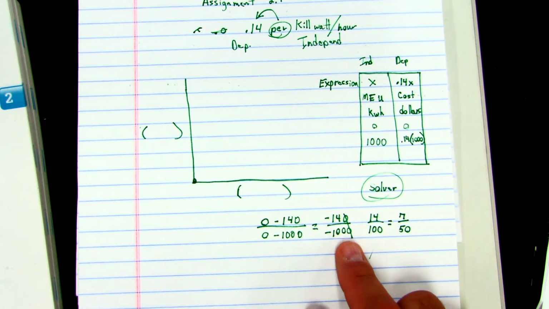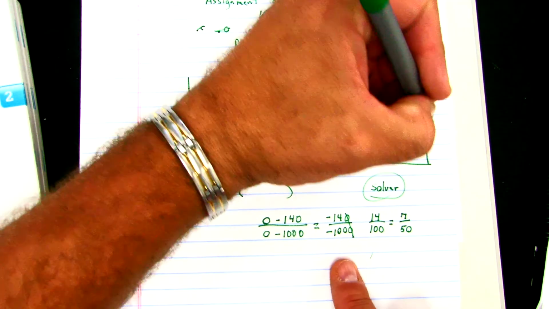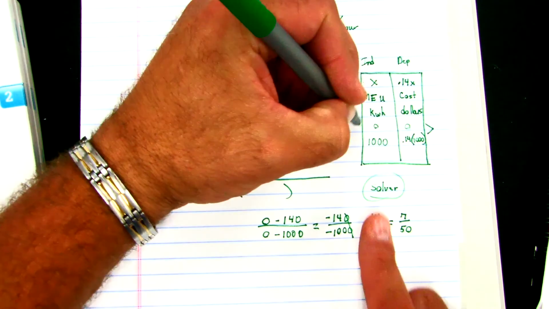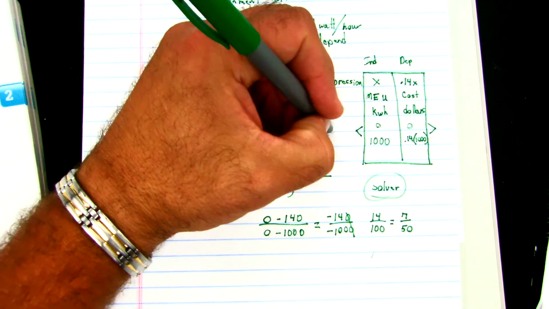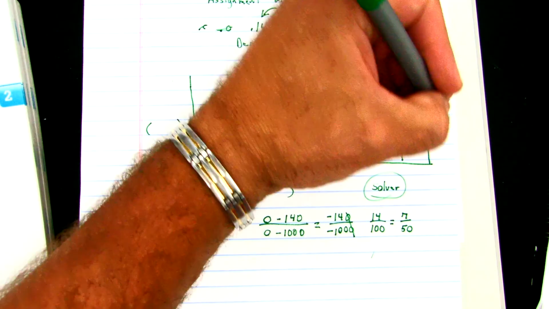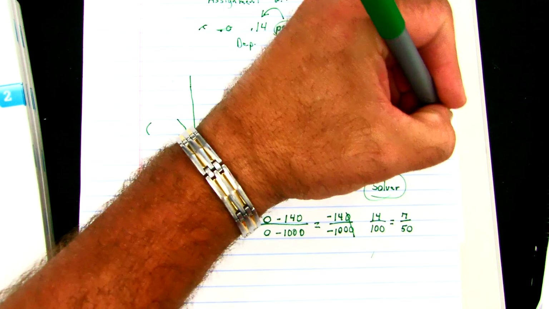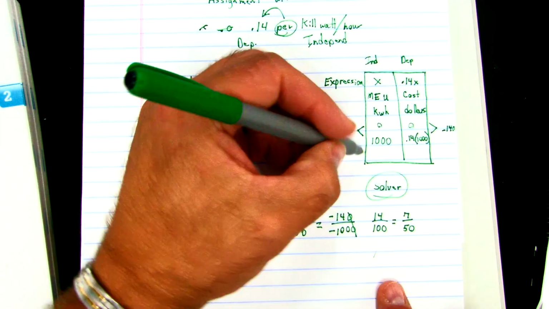Okay? And you can go right down the list. So you go 0 minus 140 on one side, like this. I would tell you to draw it like this. And then you do this on the other side. So this was negative 1,000. This was negative 140. Then you do the next one.